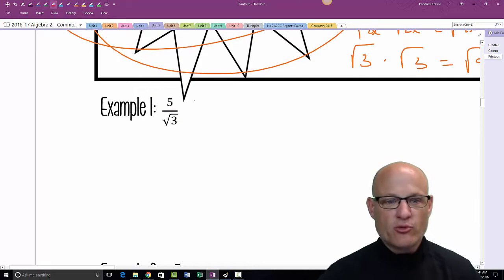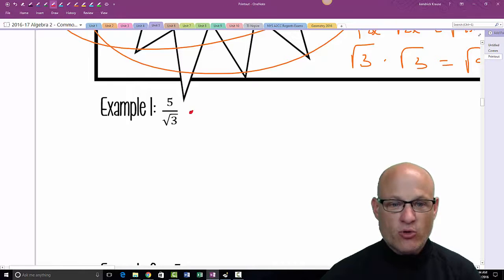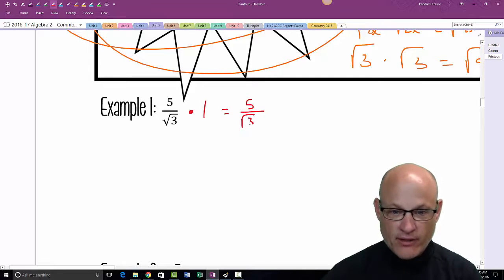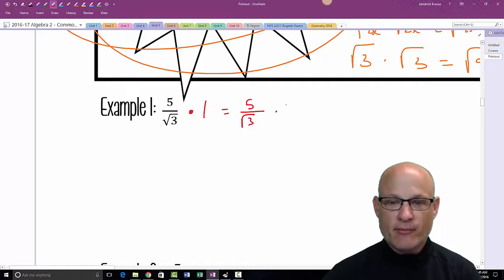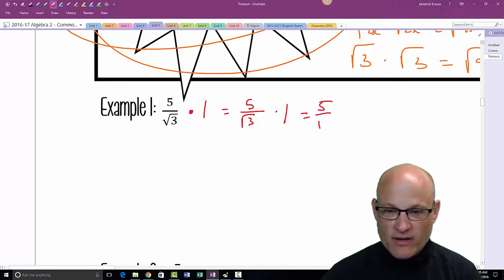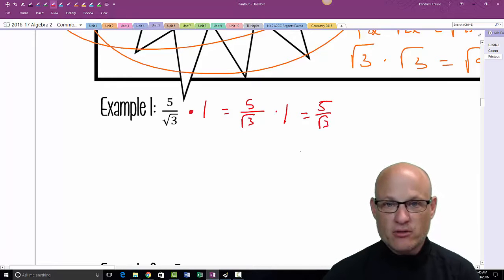So what we're going to do is we can't have this radical in here. So we're going to multiply by 1. Then I get 5 over radical 3. Oh, crap, that didn't help out. So we're going to multiply by 1 again. We get 5 over radical 3. Oh, crap, that didn't help out.